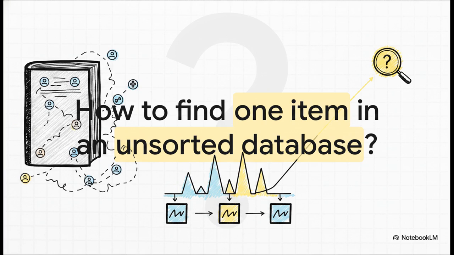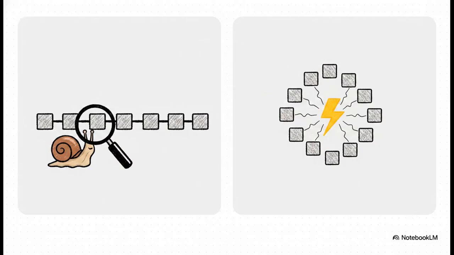How on earth do you find one specific item in a massive unsorted database without literally checking every single one? Well, classically, you don't really have a choice, right? You just have to check them one by one. On average, you're going to have to slog through half that database before you hit the jackpot. Worst case, you check all n items. We call this an order of n, or O of n, operation.